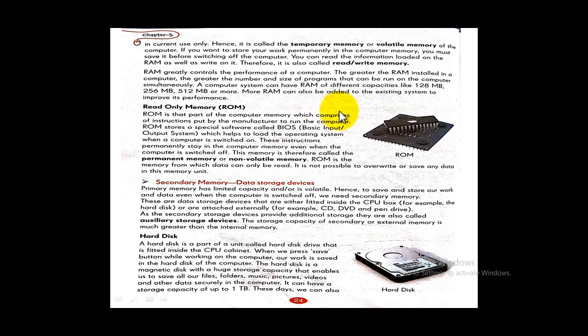Suppose you have a RAM of 128. So the computer works slowly. So if you want to update it, that also you can do it. You can put another RAM. There are two or three slots of RAM in every motherboard. Motherboard is fitted inside the CPU box. Okay, CPU box and the CPU cabinet.